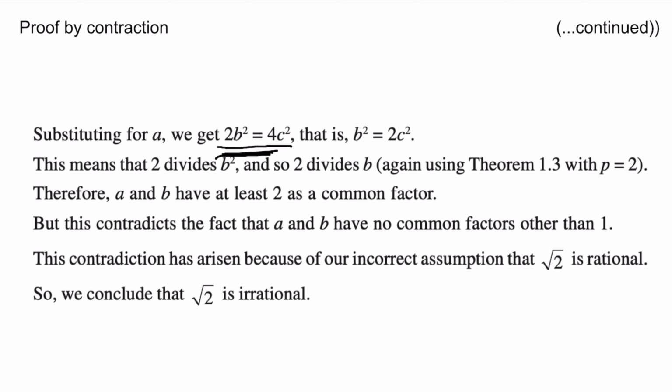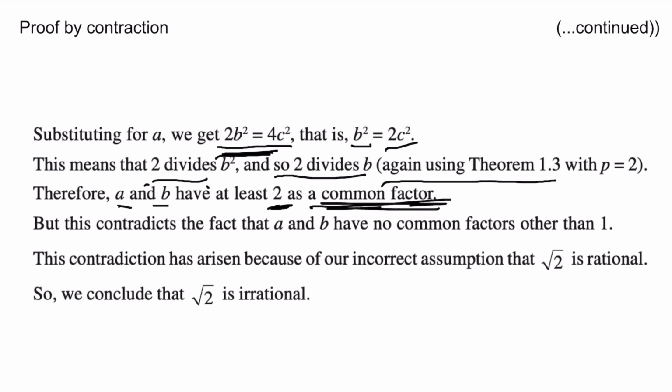Great. Now this means that b square is equal to 2c square. This would also mean that 2 divides b square. And we know that if 2 divides b square, 2 divides b also, once again using the theorem 1.3 in the NCERT. Therefore a and b have at least 2 as a common factor. This means a and b have at least 2 as their common factor.